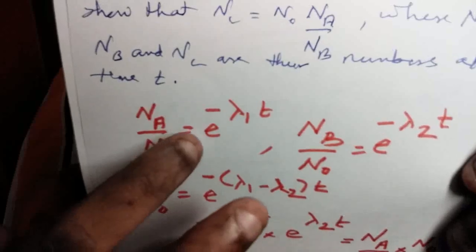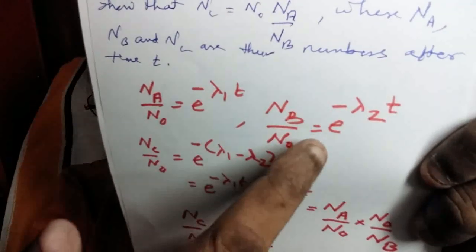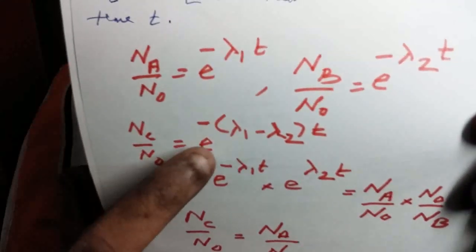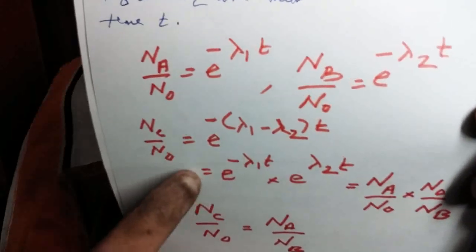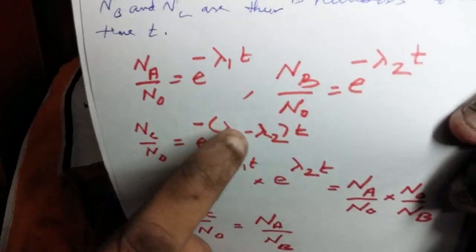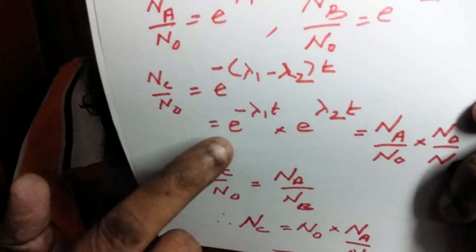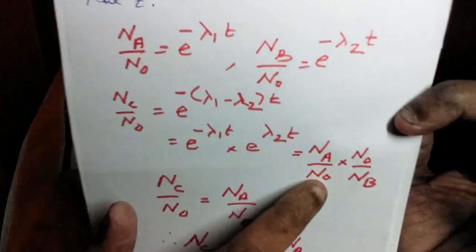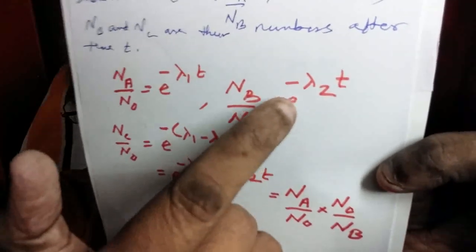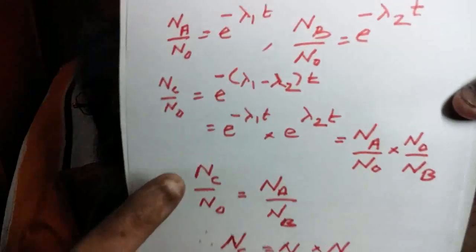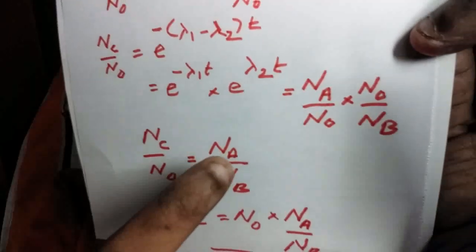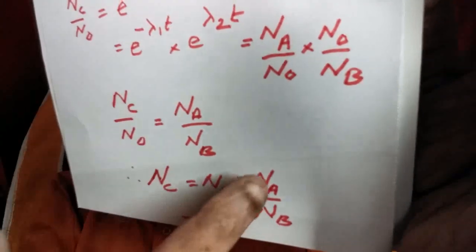Na by N0 equals e raised to minus lambda 1 t, Nb by N0 equals e raised to minus lambda 2 t, and Nc by N0 equals e raised to minus of lambda 1 minus lambda 2 into t. Just split this into two. So Nc by N0 equals e raised to minus lambda 1 t into e raised to plus lambda 2 t. E raised to minus lambda 1 t is Na by N0. E raised to lambda 2 t means the reciprocal of Nb by N0, that is N0 by Nb. We cancel, then you get Nc by N0 equals Na by Nb, with N0 and N0 going. Or Nc equals N0 into Na by Nb. That is the result.